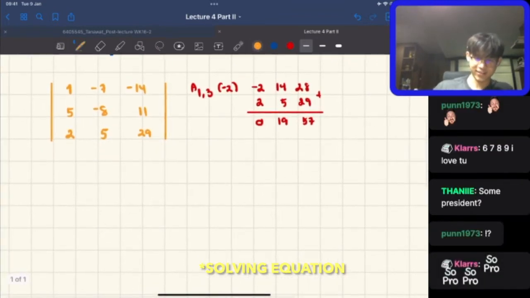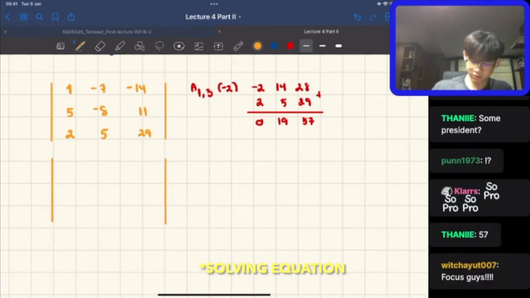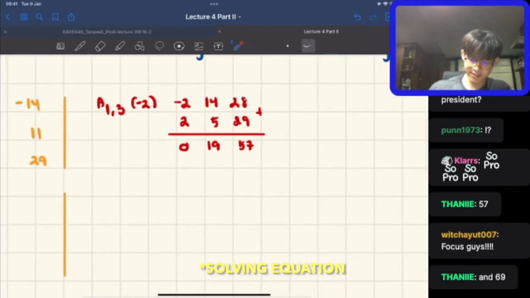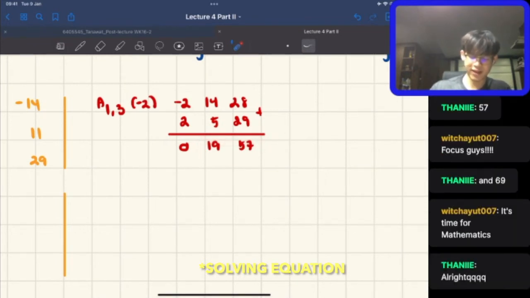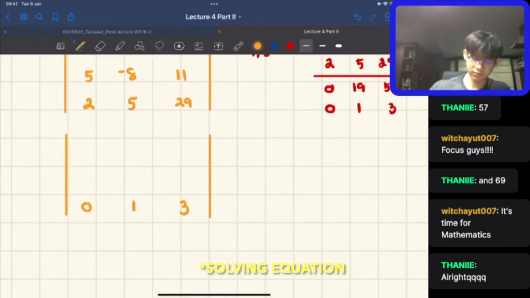Okay, so now we have 0, 19, 57 for the row. But you can see that 57 is divisible by 19. So we can reduce it to 0, 1, and 3. So now we got 0, 1, and 3 for the third row.